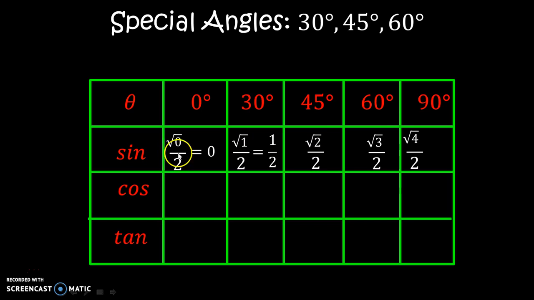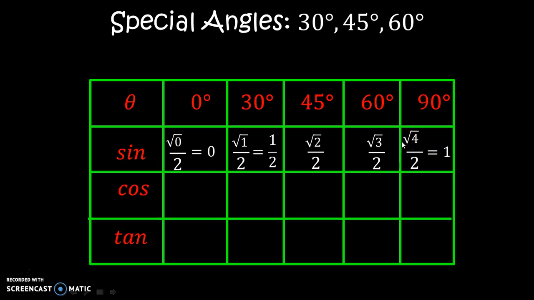Alright, how about sine 60 degrees? So again, just like 2, 3 is not also a perfect square number, so we leave the final answer as square root of 3 over 2. And for the 90 degrees, sine of 90 degrees is equal to, the square root of 4 is 2, and 2 divided by 2 is equal to 1. So therefore, sine 0 degrees is 0, sine 30 degrees is 1 half, sine 45 degrees is square root of 2 over 2, and sine of 60 degrees is square root of 3 over 2, and sine of 90 degrees is equal to 1. Okay.